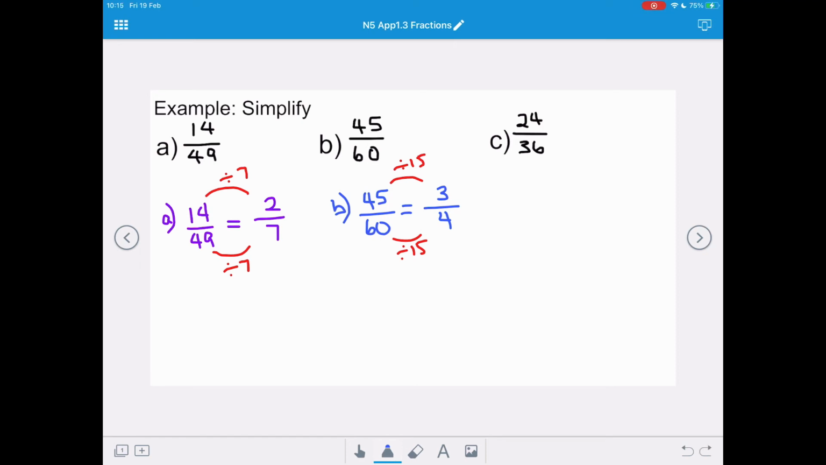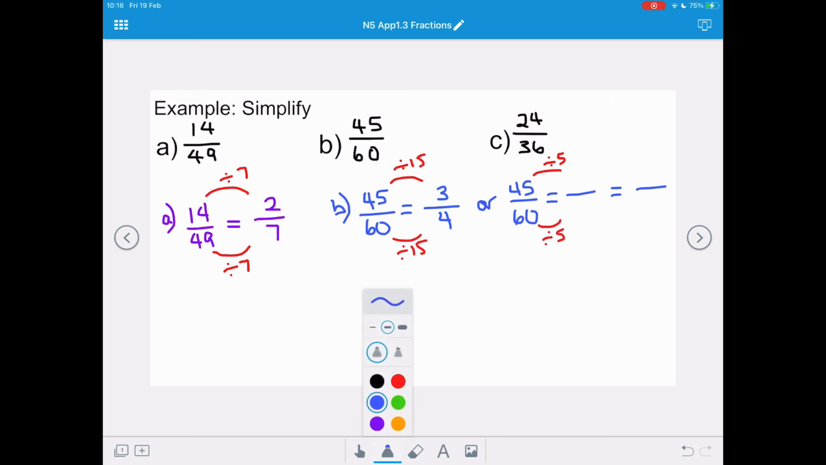Now, if you don't instantly recognize what the highest common factor is, you can do it in steps, because we know that if numbers end in a 5 or a 0, they're on the 5 times table. So we can do it in 2 steps. First, divide the top and the bottom by 5. And we know that 45 divided by 5 is 9, and 60 divided by 5 is 12.